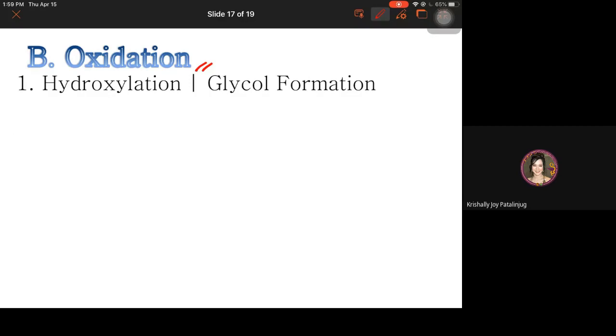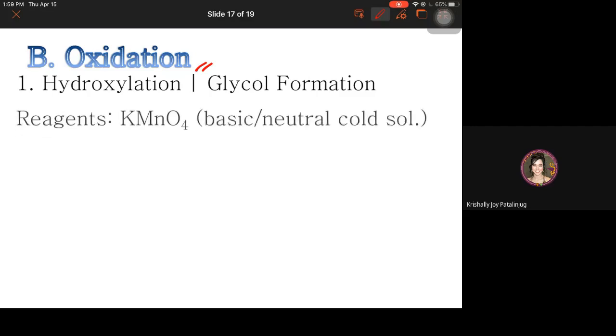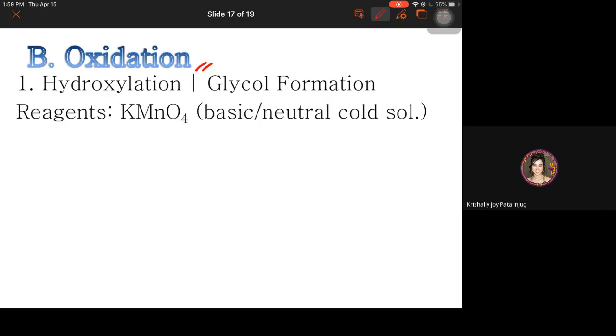So there are 2 specific types of oxidation reaction. We have hydroxylation, also known as glycol formation. These are the reagents that are needed. Of course, since we are dealing with an oxidation reaction, we need a source of oxygen. So we need oxidizing agents. I think you're familiar with oxidizing agents. They are our sources for the oxidation reaction to occur.